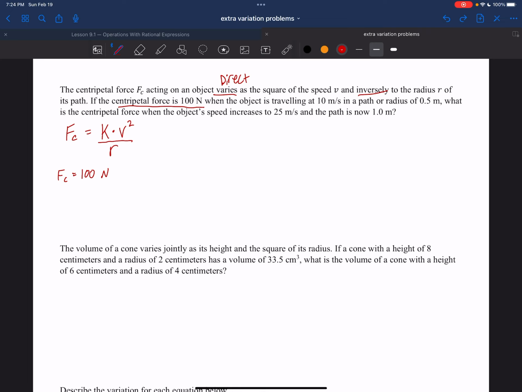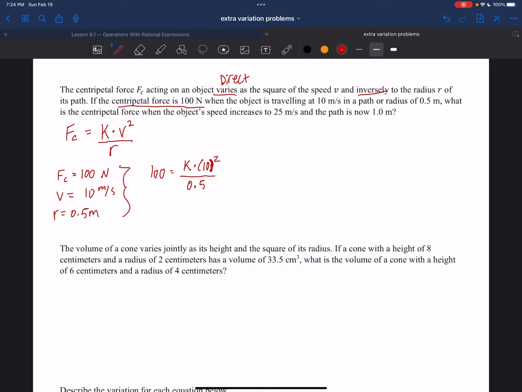Okay, anyway. Objects traveling at 10 meters per second. So V is 10 meters per second. And the radius is 0.5 meters. Okay? So we're going to use this information to figure out what K is. So that's 100 equals K times 10 squared. Because, right, the velocity is getting squared, divided by 0.5.